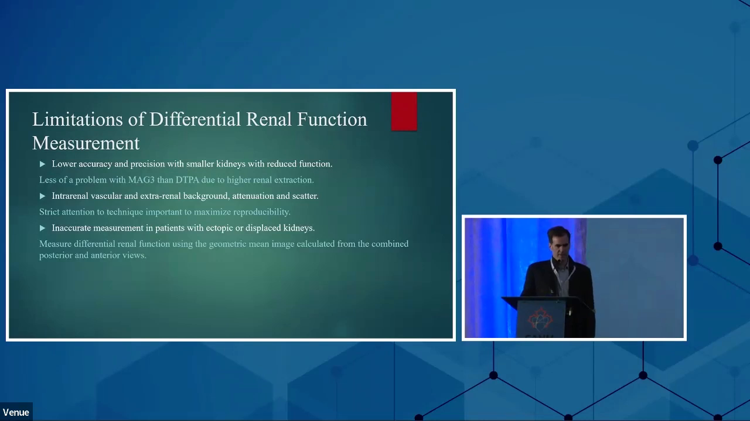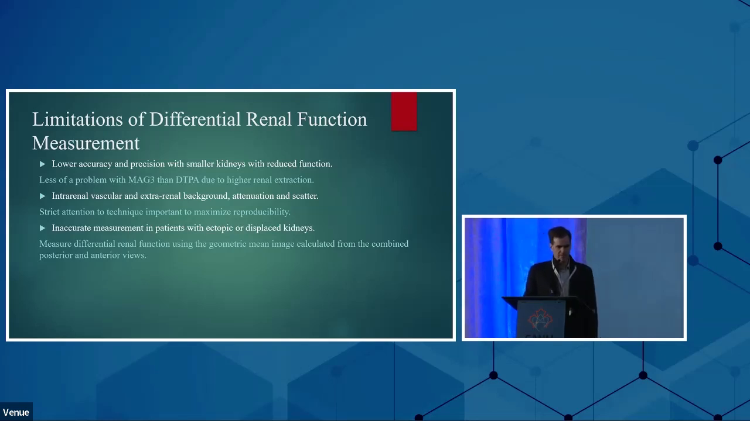So for the small kidney with reduced function, MAG3 has higher extraction in the kidney than DTPA, so better statistics, less inaccuracy in that sense, less uncertainty.